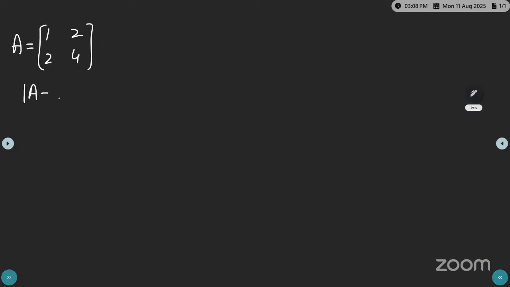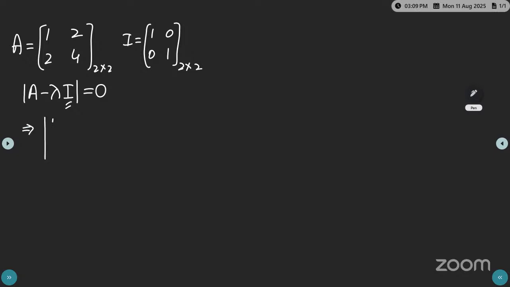How will you get eigenvalues? Determinant of A minus lambda I equals 0. What is I? I is the identity matrix of the same order as that of A. So determinant of 1 minus lambda, 2, 2, 4 minus lambda equals 0.